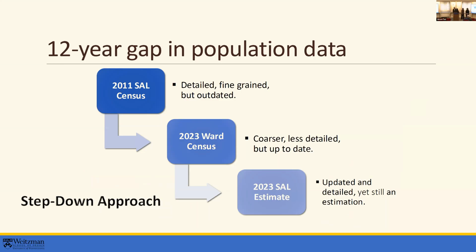So there was a pretty significant gap in the population data. So there was a 12-year gap in the population data. Around 2011 are the SAL census, the really granular, fine-tuned, but outdated ones. And then 2023 was published and it's more coarse with the ward census. So we used a step-down approach where we used the parent wards' proportional data from the 2011 to estimate the SAL granular population for 2023.